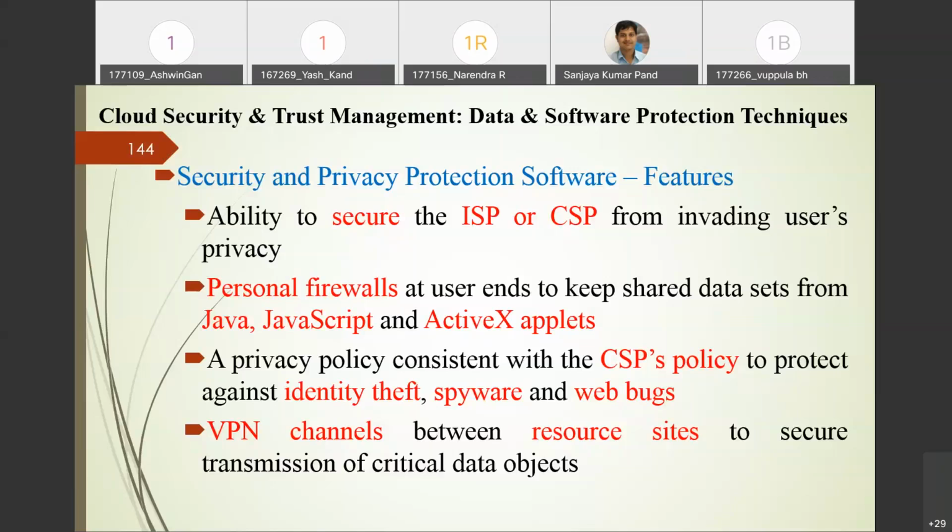And the next one is that you can use a virtual private network channel between the resource sites. Like I told you, in the Grid 5000 website we have seen there are 9 sites. These 9 sites can be connected using virtual private networks, right? So the virtual private network provides secure transmission of critical data objects. Amazon also provides SQS, the simple queue service, which is a reliable messaging system. This reliable messaging feature lets you communicate securely between any two entities without any intervention of an attacker or hacker in between the services.